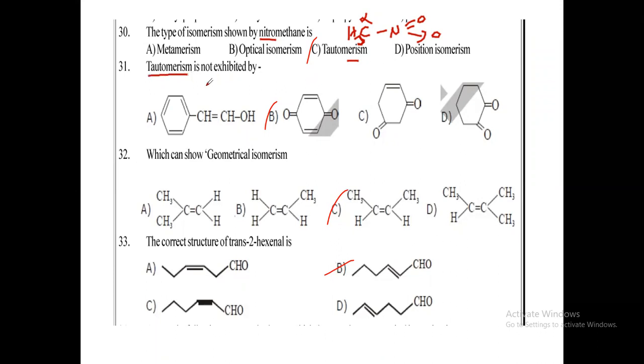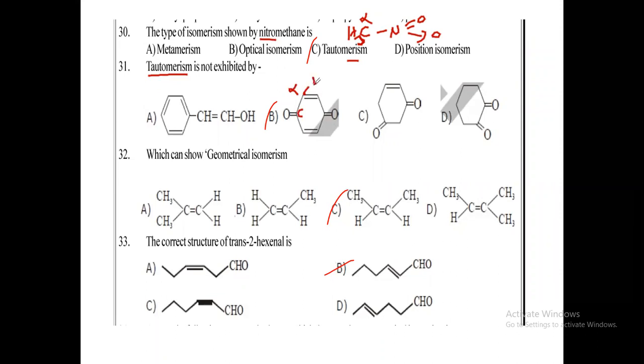Next, tautomerism is not exhibited by. Conditions I told you just now. For tautomerism to be exhibited, there should be labile hydrogen. So here, this point is what now? Your alpha position. Here it is CO. CO is what? Ketone group here. To this CO this is attached. It is alpha carbon. Okay.